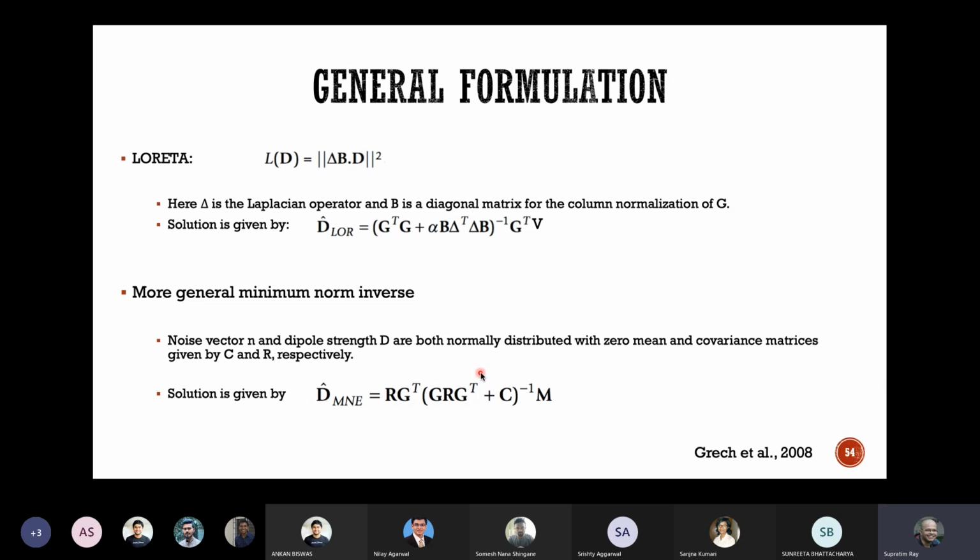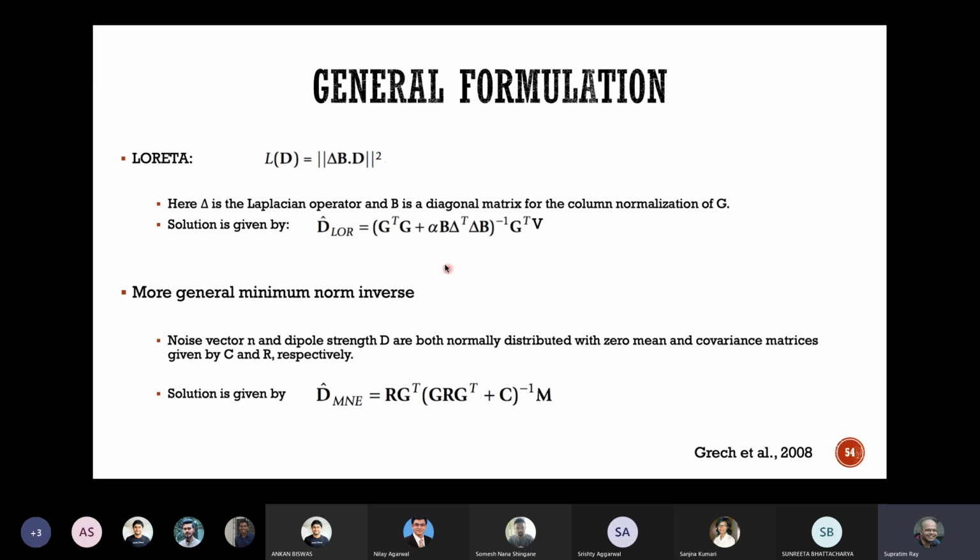Okay, and in this formulation, Loreta becomes this. Here you have two matrices: delta, which is the Laplacian operator, and B, which is a diagonal matrix that normalizes the column of G, thereby not penalizing the deeper sources compared to the superficial ones. And the Loreta solution becomes this.